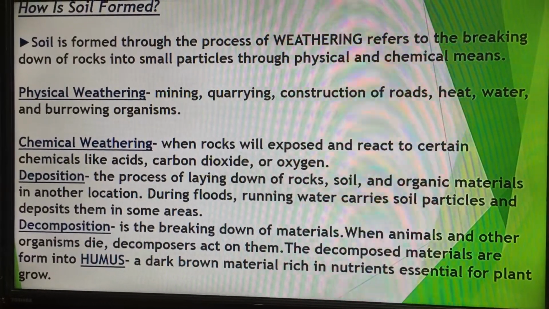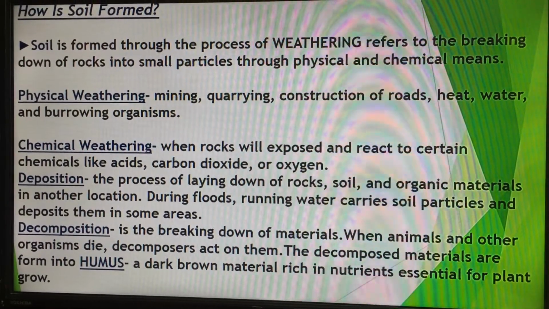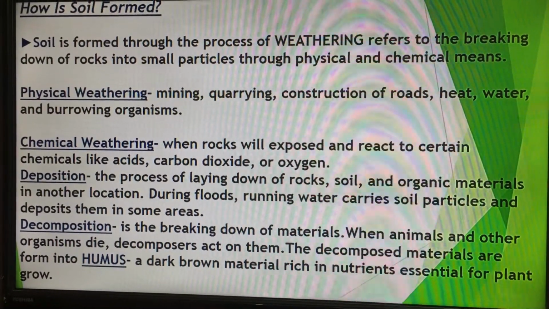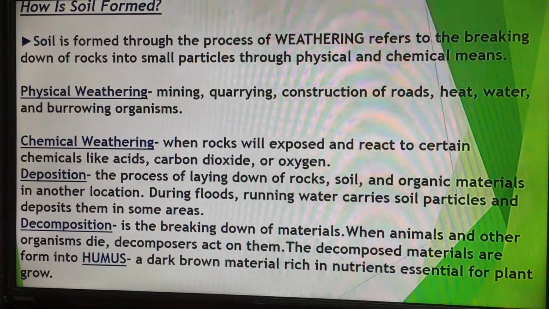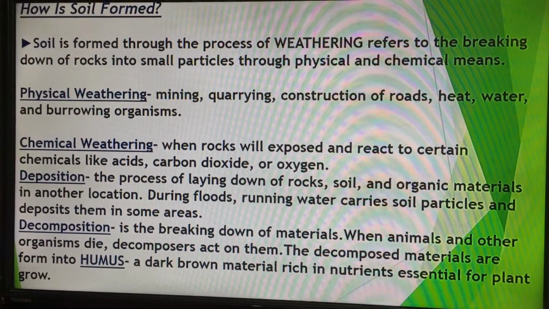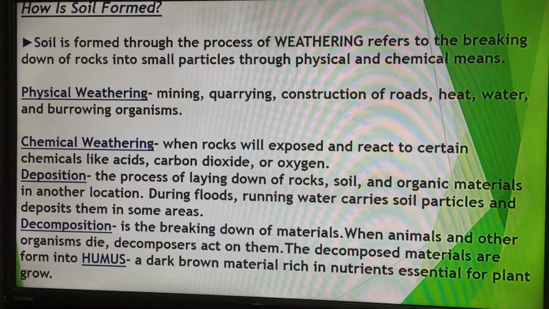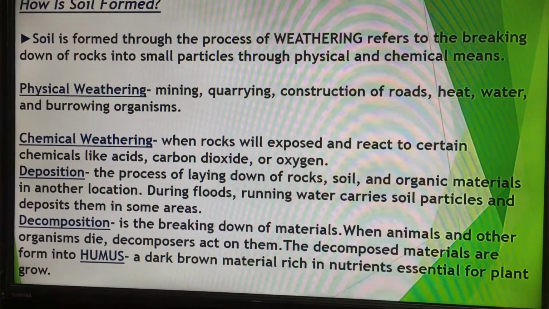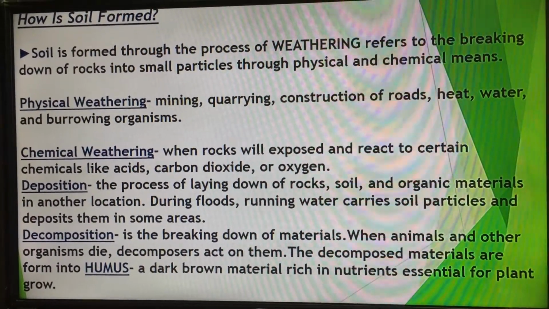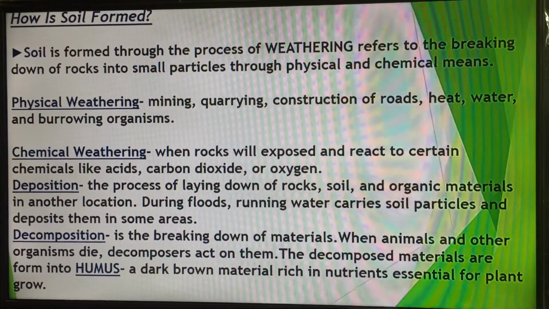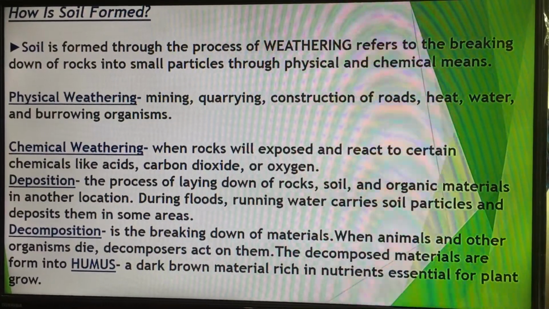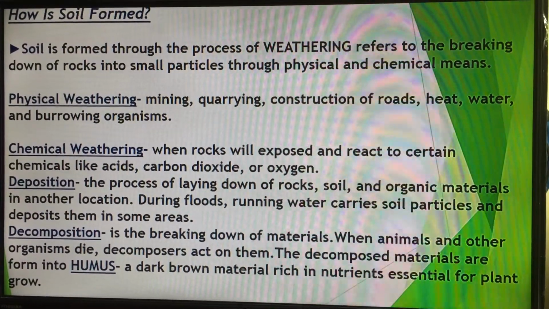Do you know how soil is formed? Soil is formed through the process of weathering. Weathering refers to the breaking down of rocks into smaller particles through physical and chemical means. Physical weathering, for example mining, quarrying, construction of roads, heat, water, and burrowing organisms. Chemical weathering is when rocks are exposed and react to certain chemicals like acids, carbon dioxide, or oxygen.